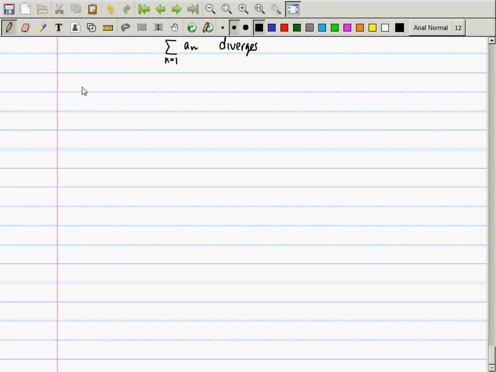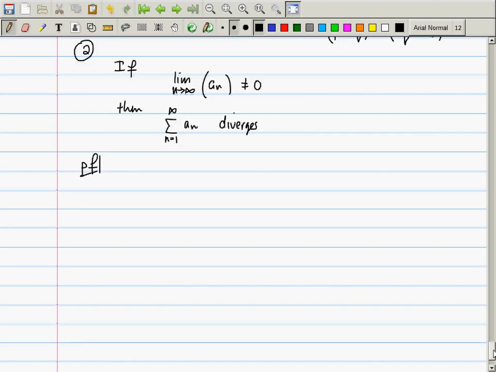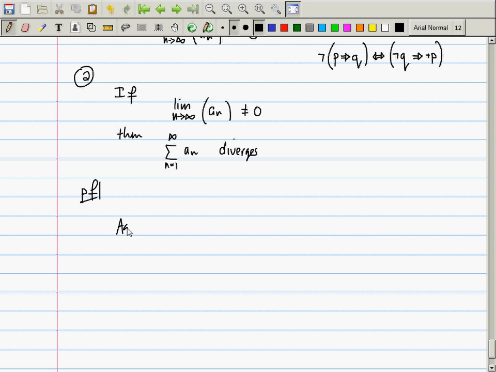So, proof. Assume that the sum from n equals 1 to infinity of a_n is equal to L. Okay, so it converges and it converges to L. Then the sequence of partial sums S_k must also converge to L.